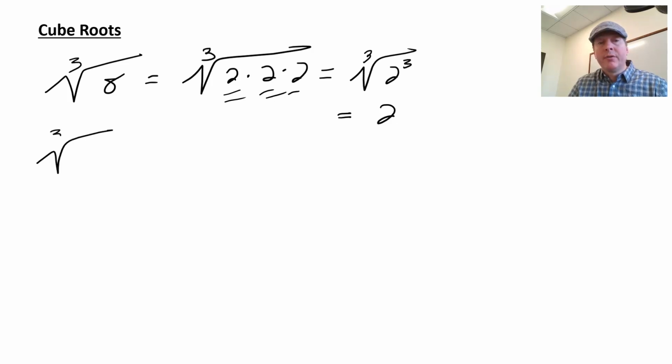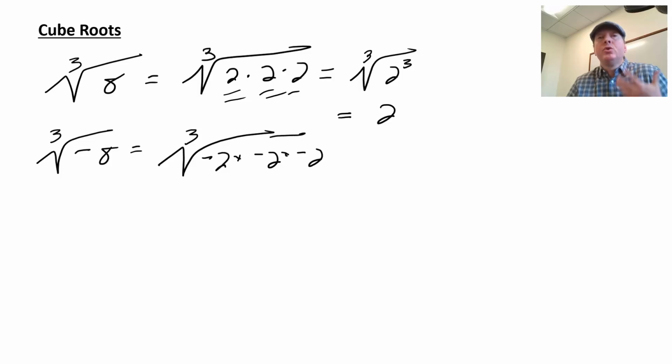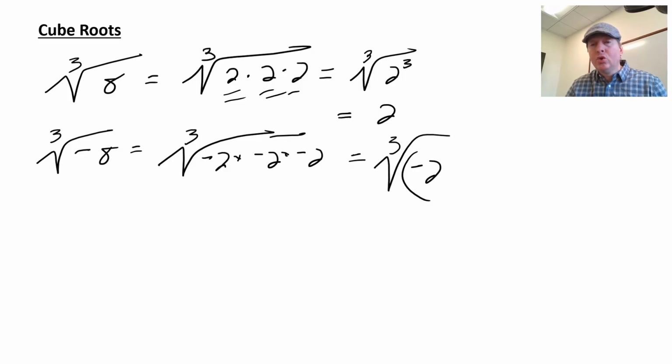The cubed root of -8, that is the cubed root of -2 times -2 times -2. So -2 times itself 3 times. That's the same thing as the cubed root of -2 cubed. And here again, the cubing and the cubed root cancel each other, so it's -2.